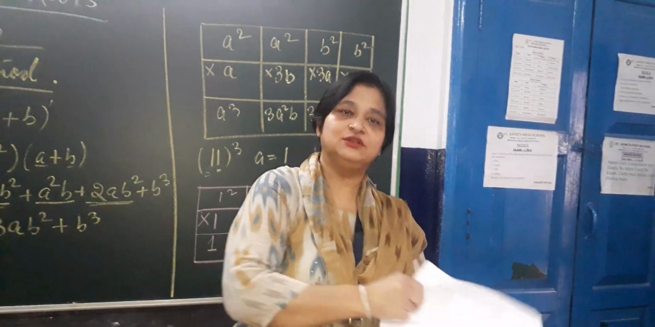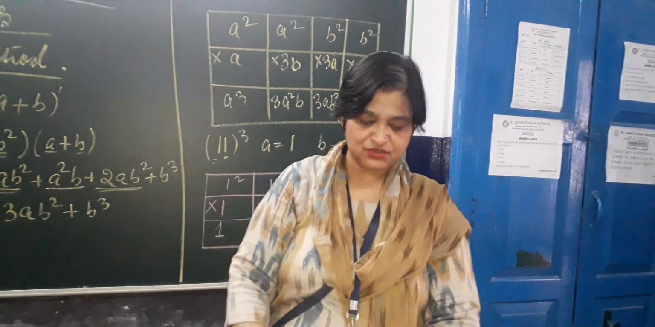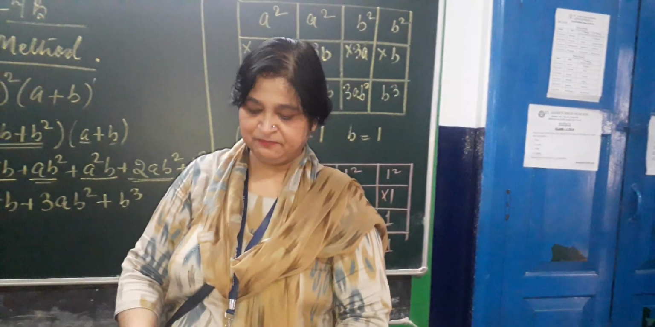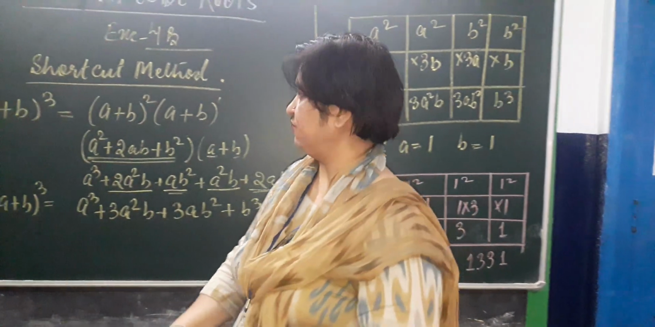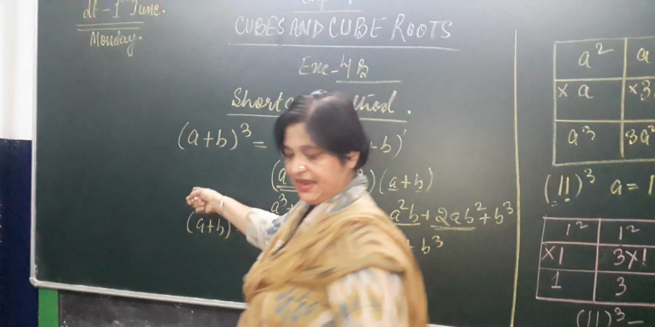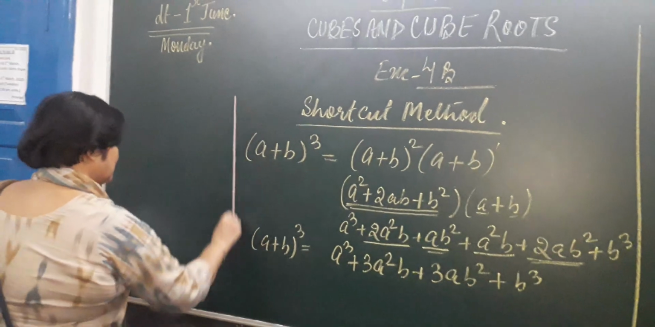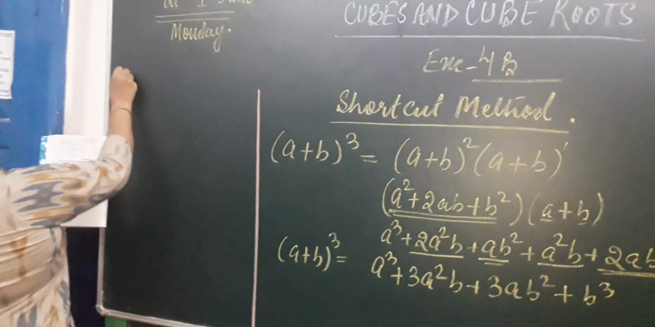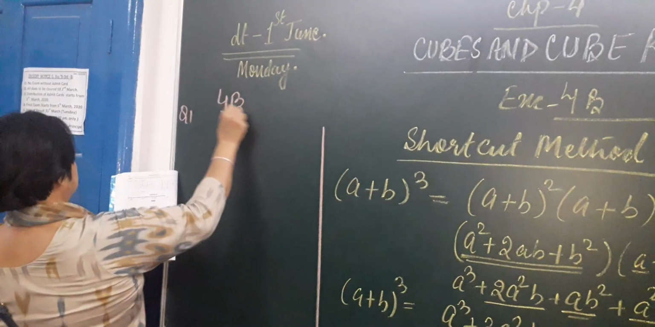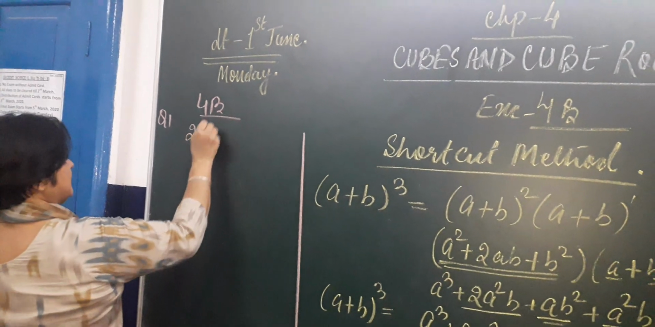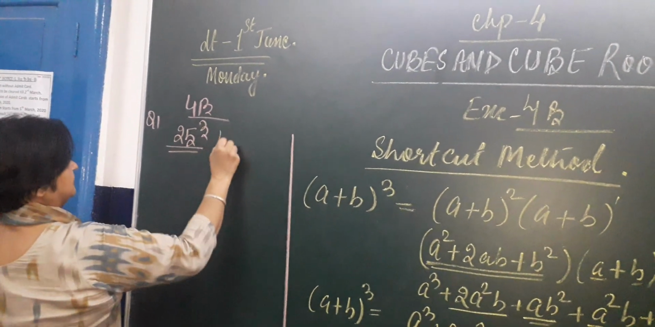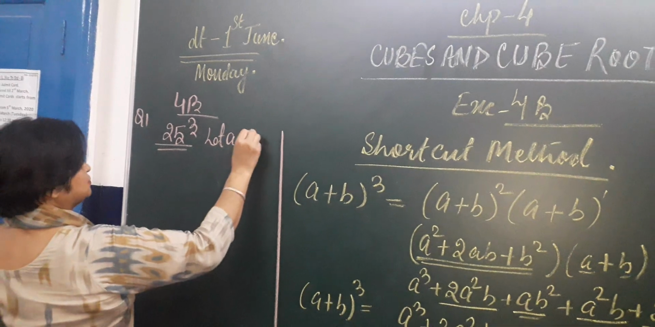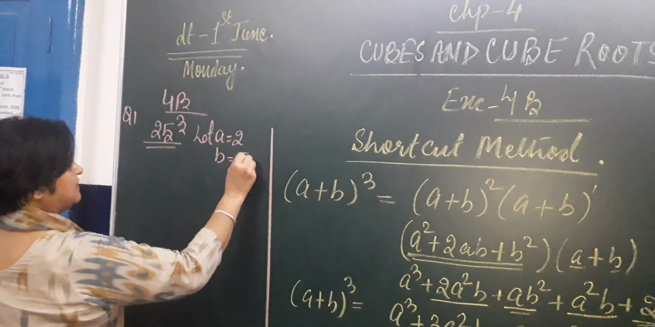Class, there are only 4 sums of exercise 4B. You have to note down all the 4 sums. The first one is 25 cube, then 47 cube, 68 cube and 84 cube. Just move to this side and I will do question number 1. Exercise 4B, question number 1. This is 25 cube. Let A be equal to 2 and B be equal to 5.